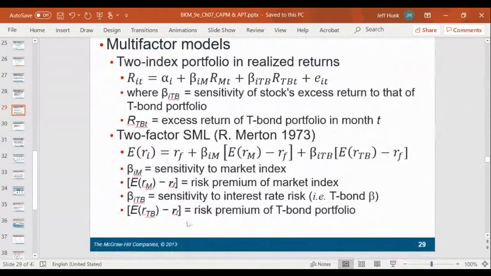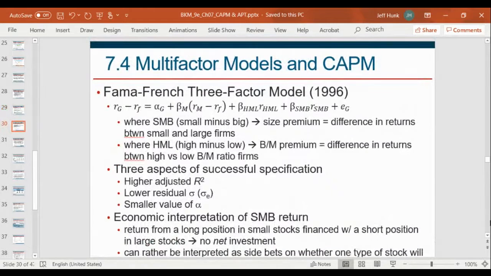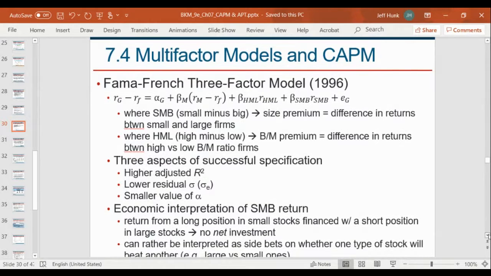How well did this model fare? We're going to take a look at the regression result later on. But for now, let me introduce the three-factor model. The Fama-French three-factor model came out in 1996. That's Eugene Fama and Kenneth French. And it's also, of course, an index model.